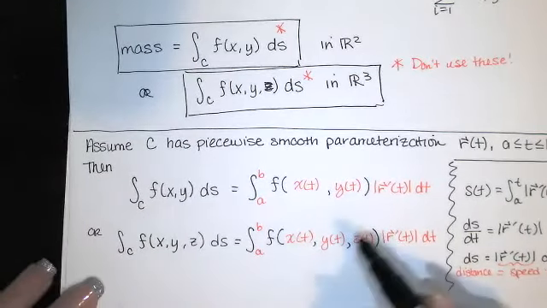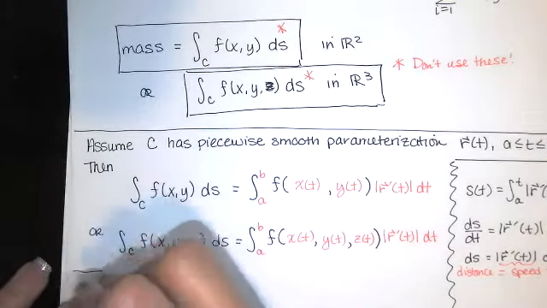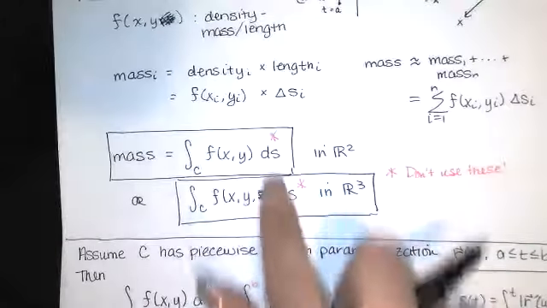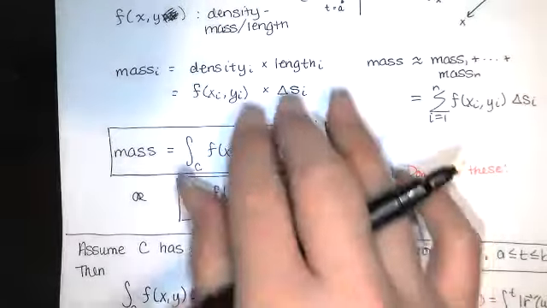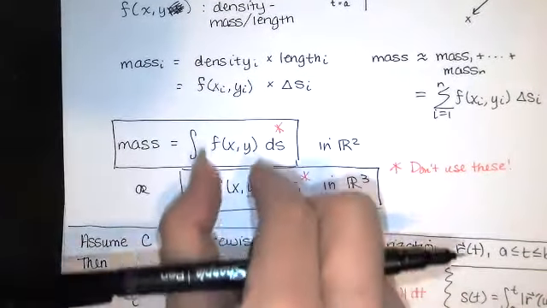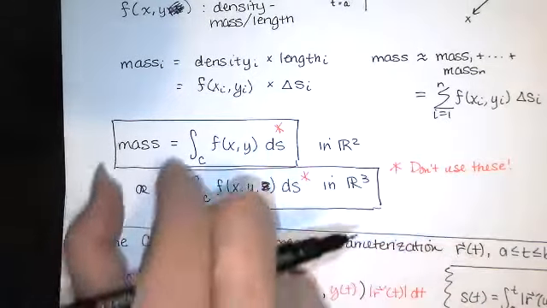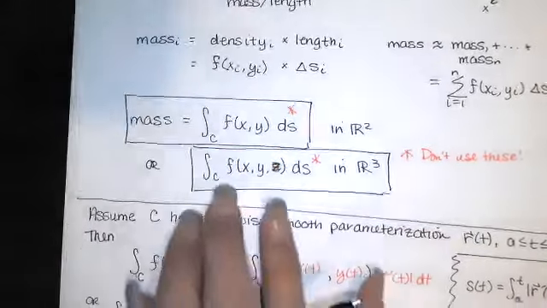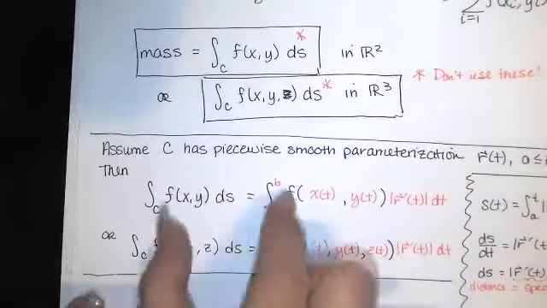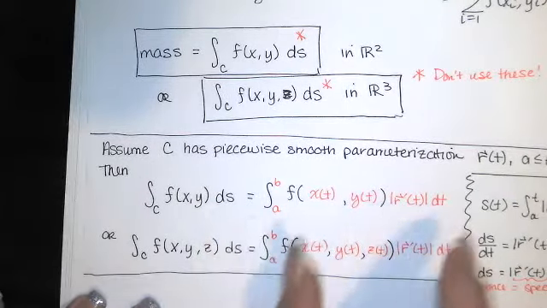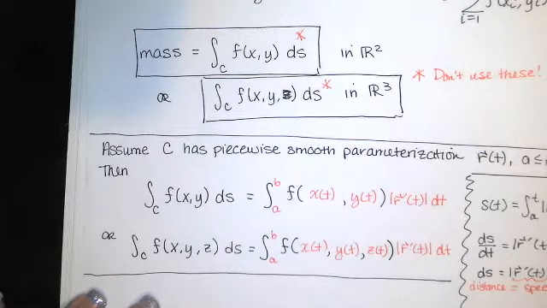Okay, so these are the forms that we're going to evaluate. This is a definition. It's not particularly useful, but it tells us what we're doing. We're taking this function, we're evaluating it, and we're multiplying by a tiny length. We're adding those up, and we're getting mass in our one contrived application. But this is actually how I do it. I write everything in terms of t, and then I just integrate.